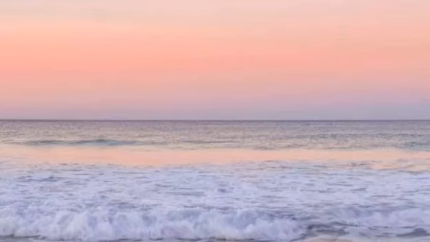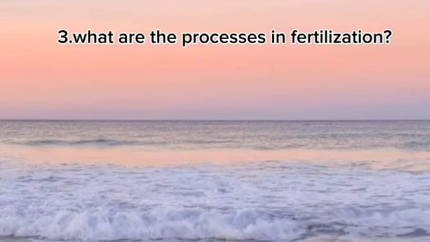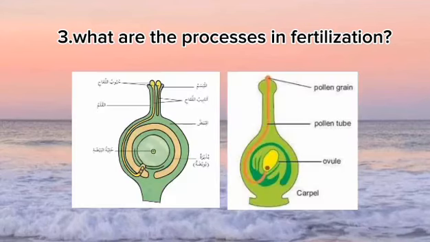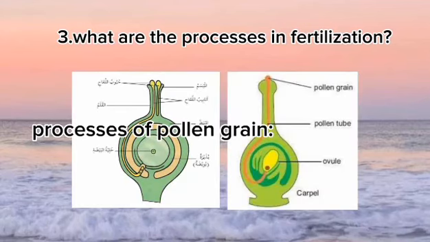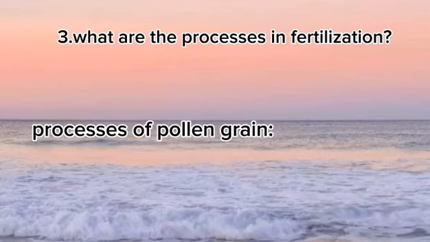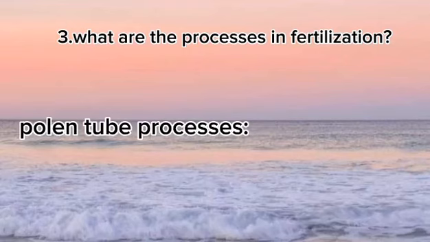And this is the end for the second one. So the last point is what are the processes involved in fertilization. After the pollen lands on the stigma of the flower, fertilization occurs. When the pollen grain lands on the surface of the stigma, each pollen grain produces a tube called the pollen tube. And that tube grows down from the stigma through the style to the ovary.